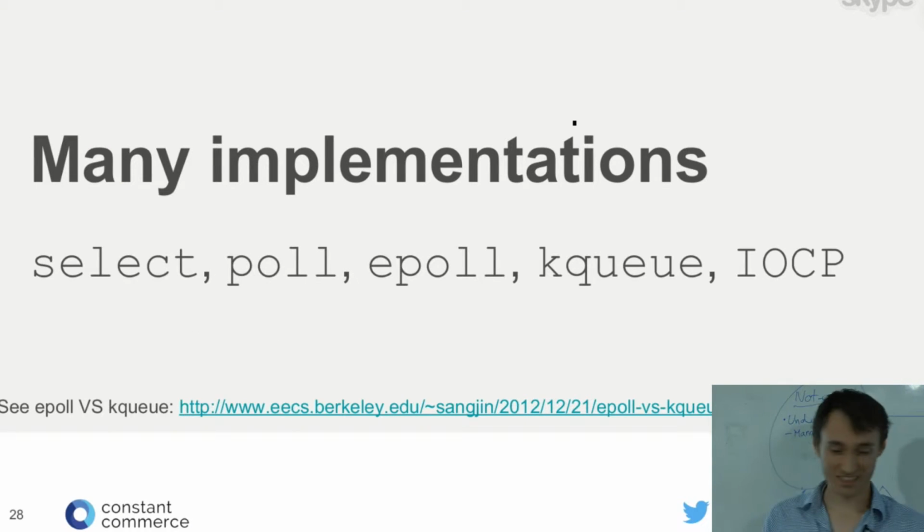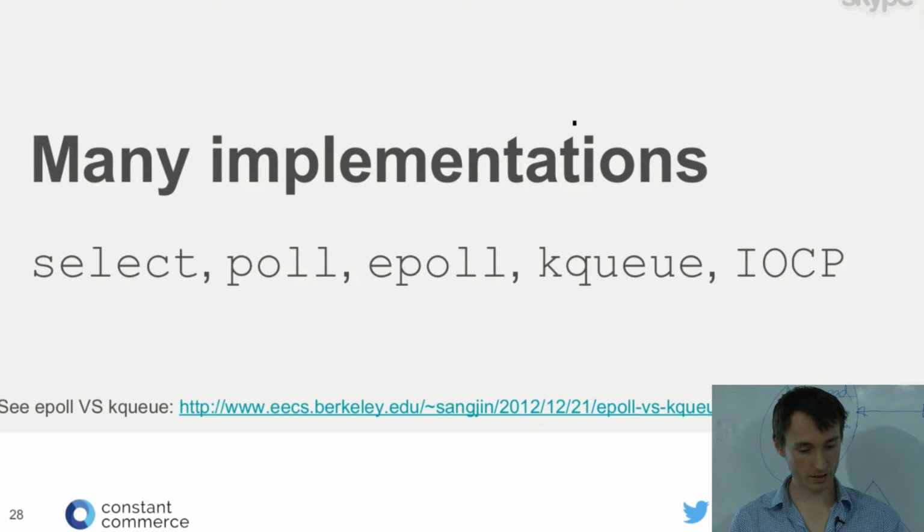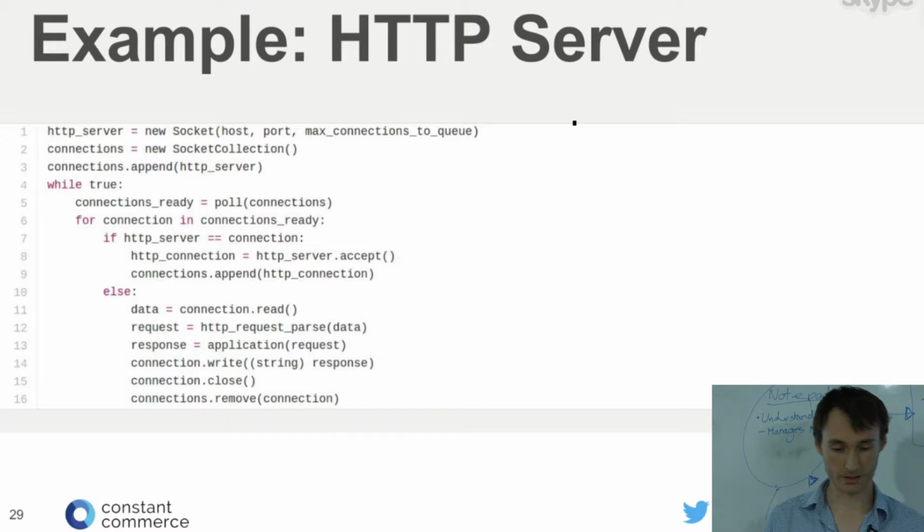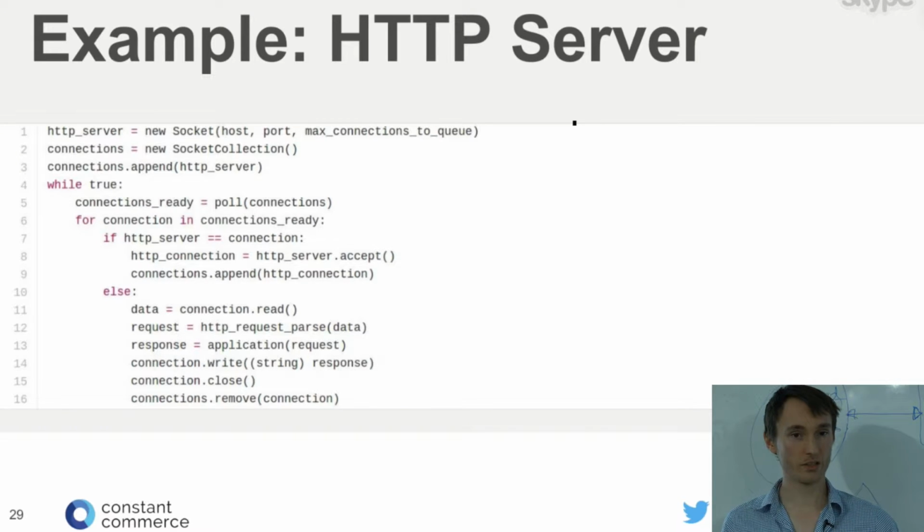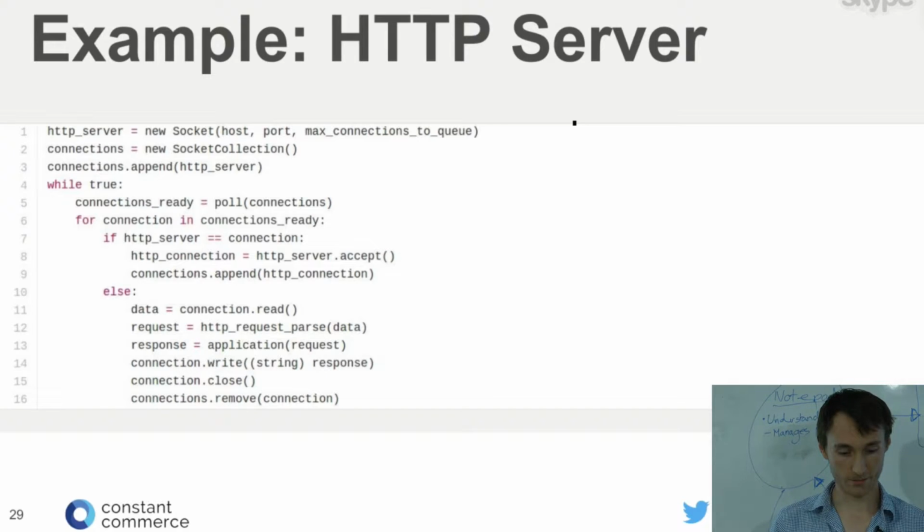Never mind. So there's actually many implementations of poll. There are 2 POSIX implementations, select and poll. There are epoll from Linux, kqueue from BSD, IOCP from Windows. But we're not going to dive into those details. We're just going to call them poll simply. So what does an HTTP server look like with poll? Let's have a look.